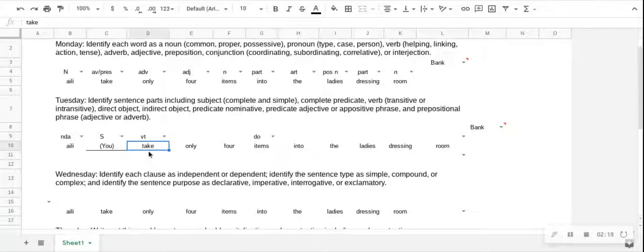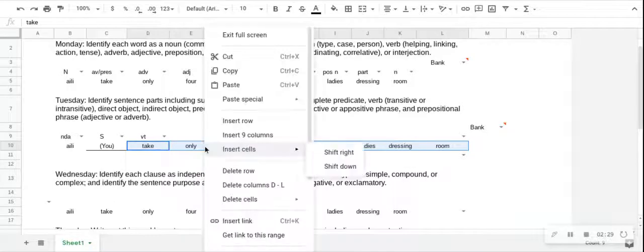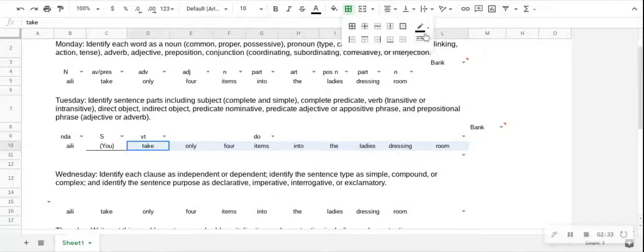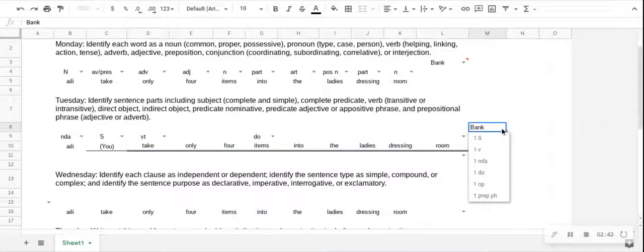Okay, looking at the complete predicate, it is actually the entire rest of our clause. Take only 4 items into the ladies' dressing room. Okay, it is detailed. We know more about it because of our preposition, but it is our complete predicate. So it winds up being double underlined. Okay, so let's see what we've already found. We found our simple subject. We found our verb. We found our noun of direct address. We found our direct object. We still need to find our prepositional phrase.